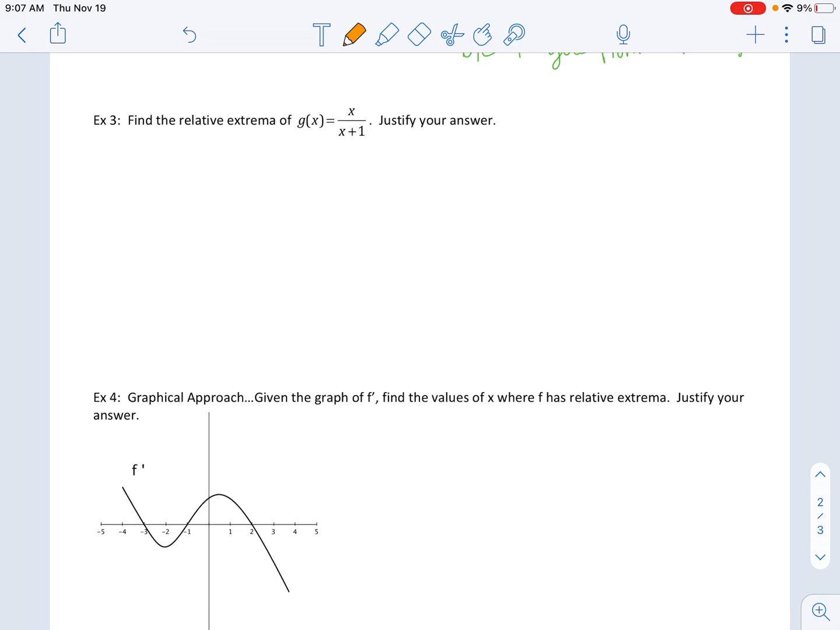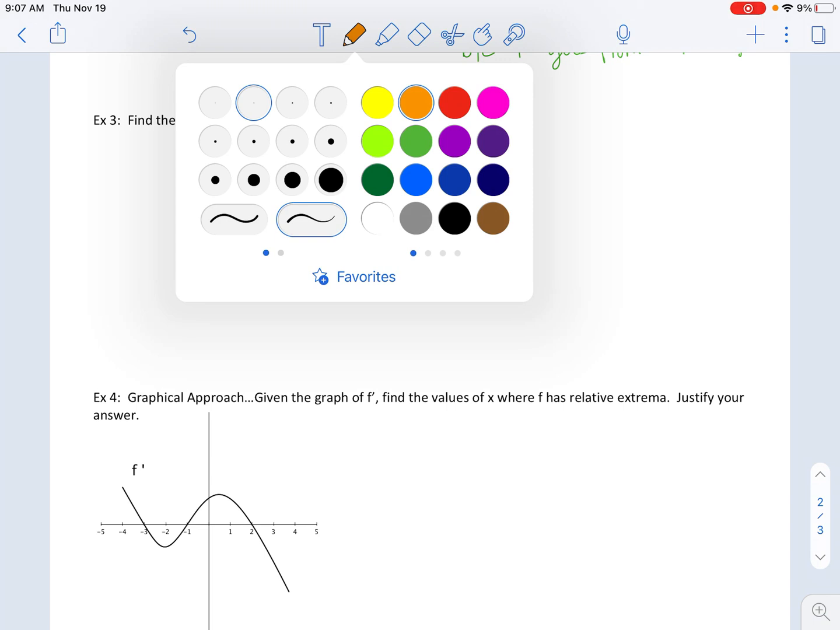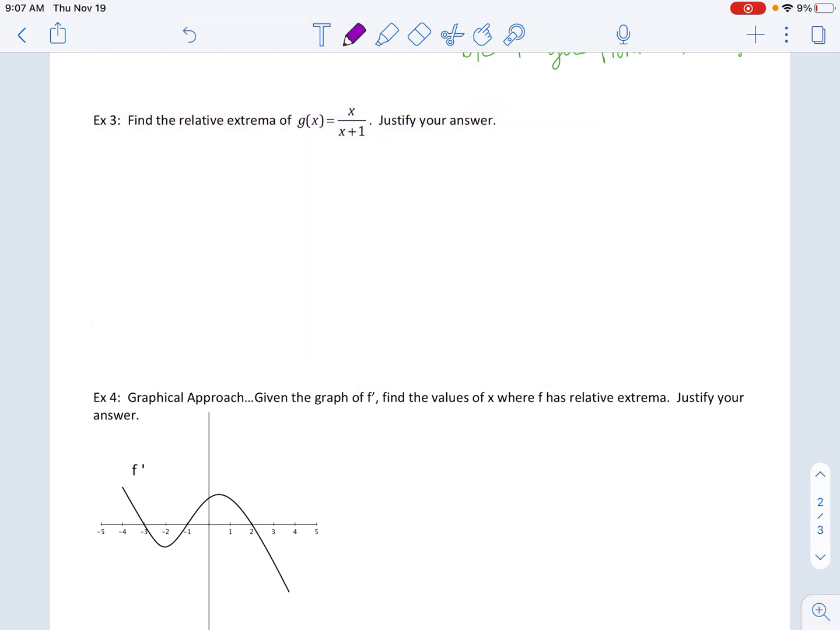Okay, last one, last couple here. Number 3 is same idea. We are going to do a little quotient rule here. So we're going to do low d high minus high d low over the denominator squared. This one should go a little bit quicker. This simplifies to 1 over x plus 1 squared. So if I set x plus 1 equal to 0, I've got a critical number of -1.